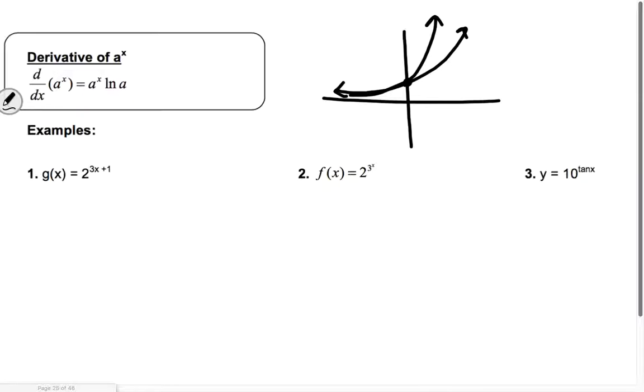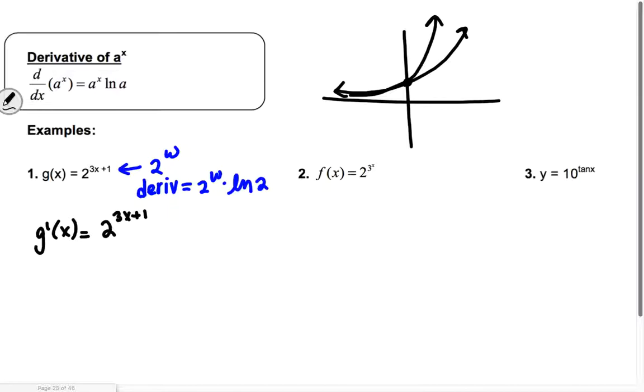So in this case, I have 2 to the something. So this is in the form 2 to the w, which has derivative 2 to the w times natural log of 2. Okay, so we're going to use that. So for g prime of x, I'm going to have 2 to the 3x plus 1 times natural log of 2. And then times, since this wasn't just a plain x, it was something other than x, I need the derivative of that w. Yeah, times 3. Does that make sense to you guys?